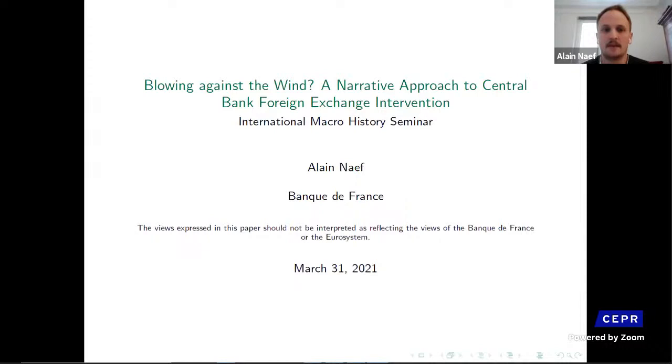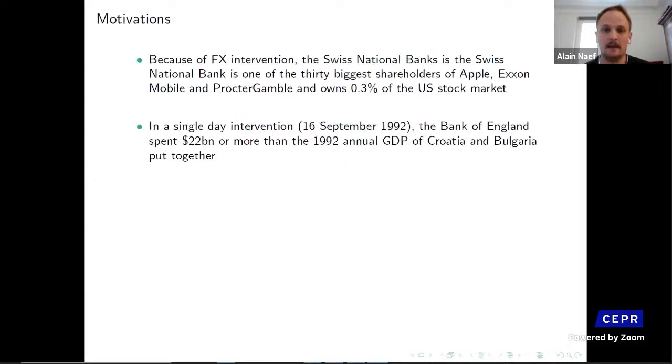So that is Blowing Against the Wind, and we'll be looking at a narrative approach on central bank intervention. There's going to be a lot of points on methodology and hopefully also some interesting history. First, I'm going to try to motivate why we should be interested in foreign exchange intervention.